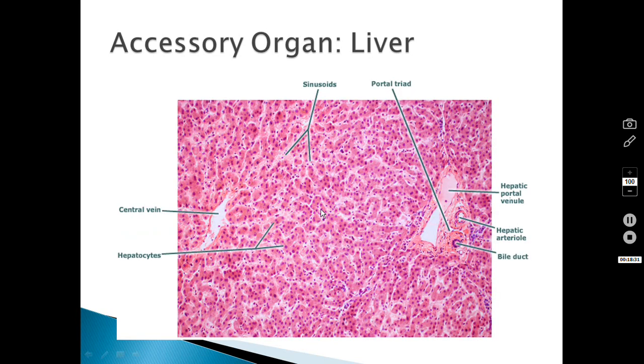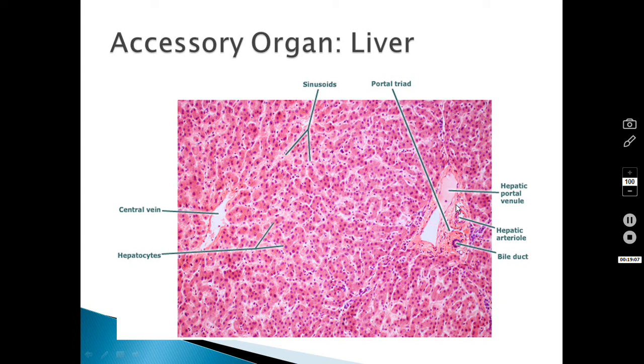So now we've zoomed in even further, and here's our central vein, and you can see all these clusters of cells are hepatocytes. Hepato meaning liver, cyte meaning cell, literally just means liver cells. So all of the darkly staining areas are our hepatocytes, our liver cells, and the more lightly staining areas are our sinusoids. Sinus typically means open space or fluid-filled space, and so they tend to stain light or white and not as dark pink.